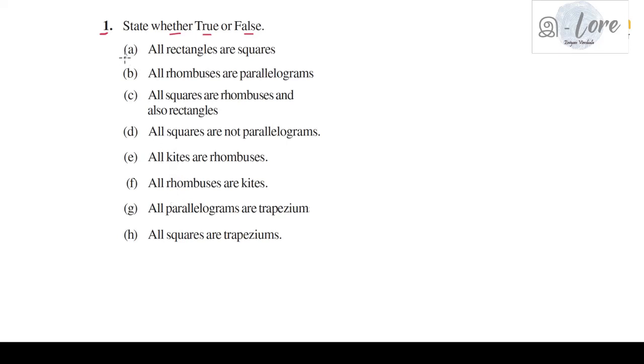So the first statement is all rectangles are squares. So do you think this statement is correct or not? Well, if you take any general rectangle, the adjacent sides of the rectangle may not be equal, but in a square all the sides are equal. So all rectangles are not necessarily squares. So the first statement is false.